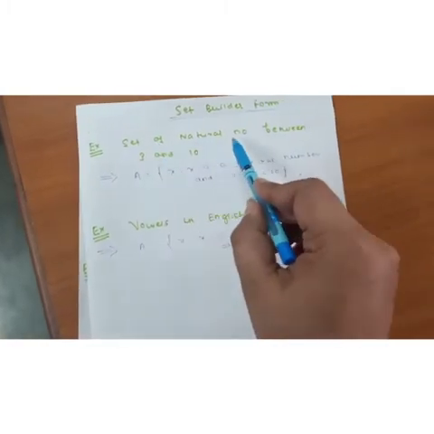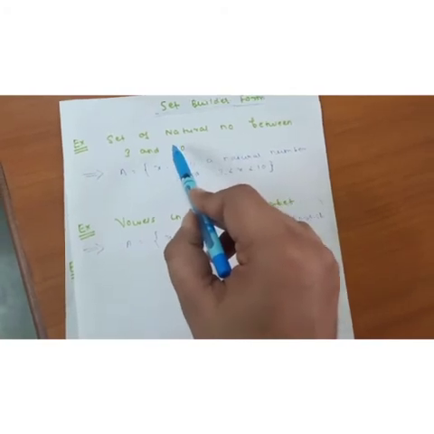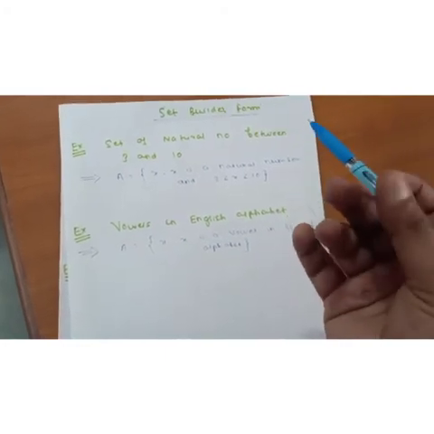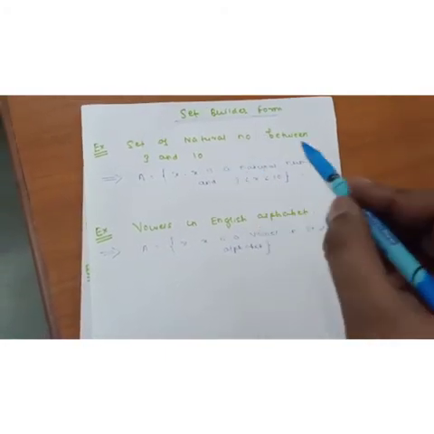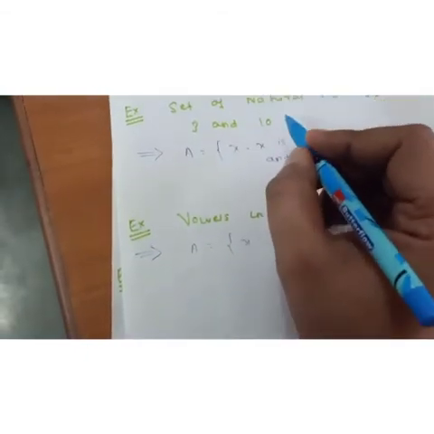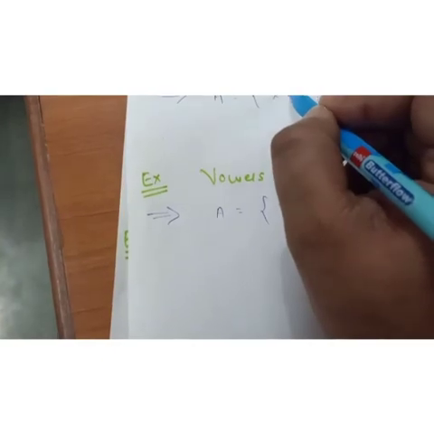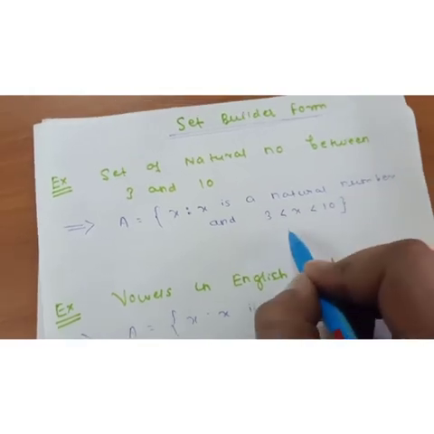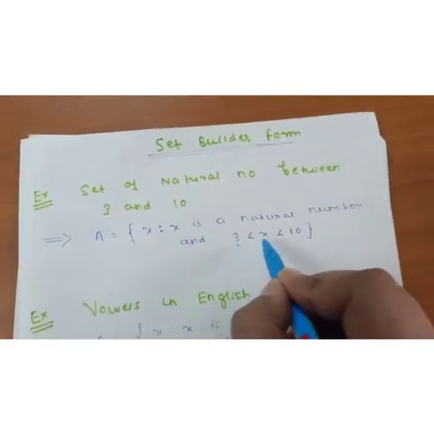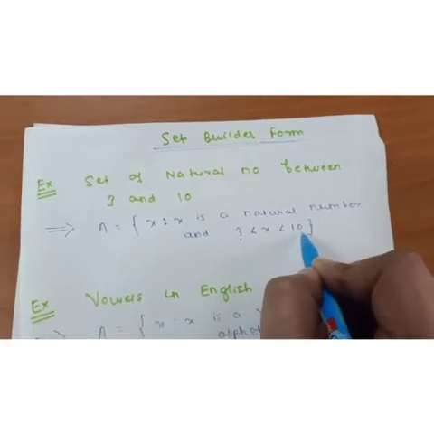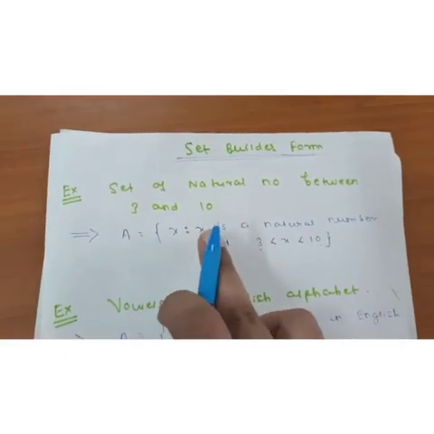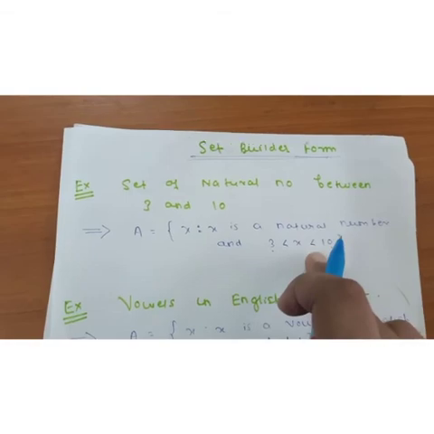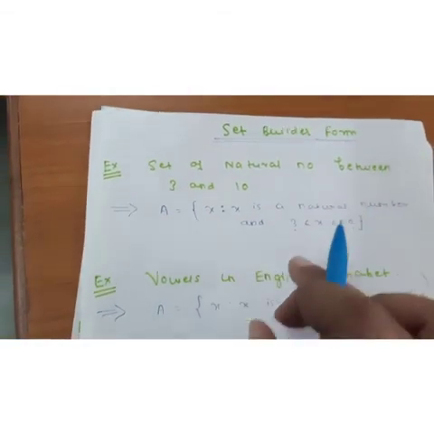This is the first example, set of natural numbers between 3 and 10. So which numbers are there? Between 3 and 10, the natural numbers are 4, 5, 6, 7, 8, 9. But you don't have to mention these numbers in the set builder form. We just write x, then a colon, which indicates such that x is a natural number and the value of x lies between 3 and 10, right? You don't have to write the numbers, just write x and the property, the definition of x. In this way you can represent it in the set builder form.